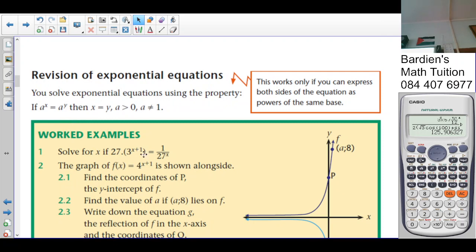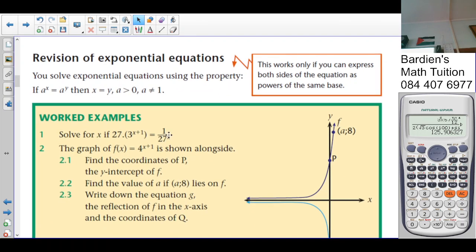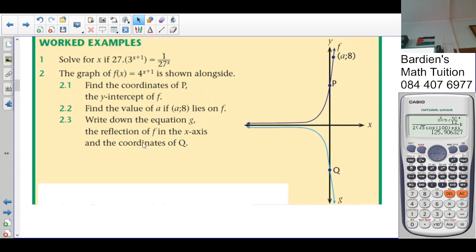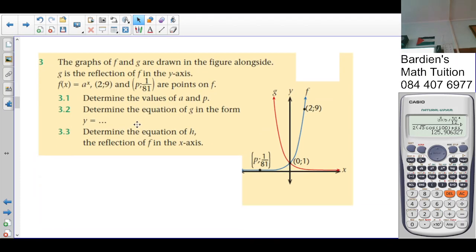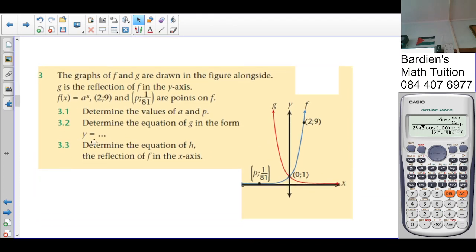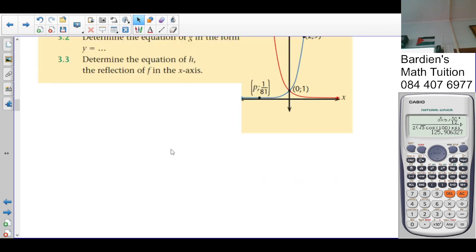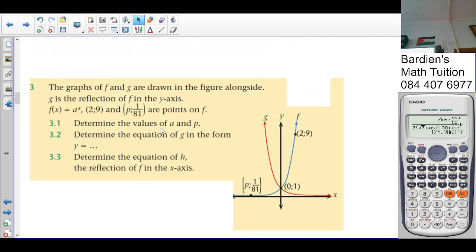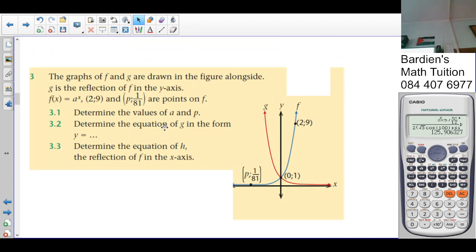We look here at the revision of exponential equations. We've done that extensively last year as well. Sketching the graph shouldn't be a problem. During tomorrow's lesson, I will just look at the examples. I will go through these examples tomorrow, and then you can iron out whatever the problems are. However, for homework, I want you guys to do exercise 1 on page 50.